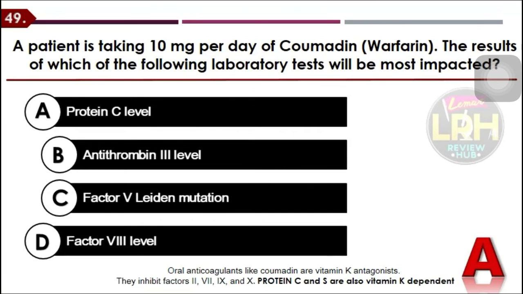So warfarin is a vitamin K antagonist drug that retards synthesis of the active form of the vitamin K dependent factors. Again, we have the 2, 7, 9, and 10. Antithrombin is a heparin, by the way, not a warfarin cofactor. And we have the International Normalized Ratio, or the INR, which is used to monitor warfarin dosage.